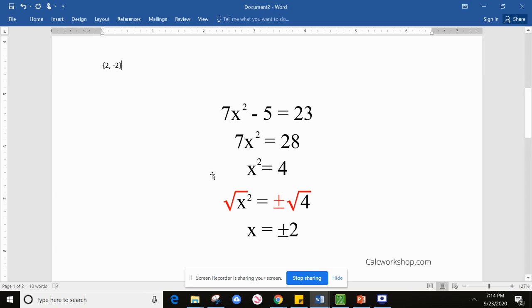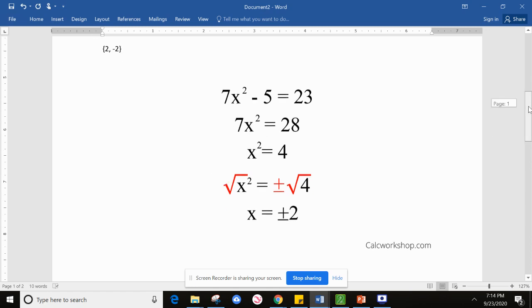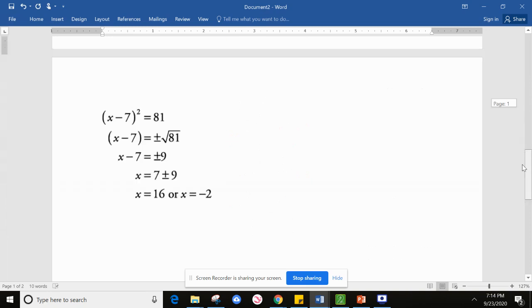And that shows both solutions. I actually prefer what I wrote in braces over there other than what was shown on the screen. All right, here's one more.